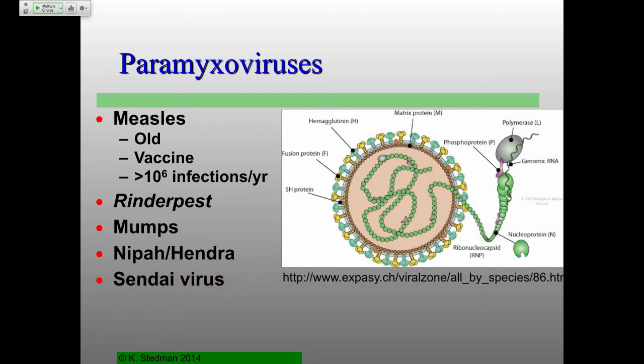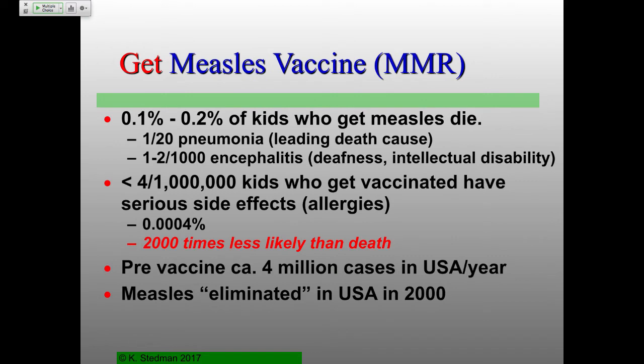If you look at the virion, again, this is from Viral Zone, it has a hemagglutinin protein, a fusion protein, matrix protein, this N protein that's bound to the genome, as well as a polymerase and a phosphoprotein, L and P. So we'll talk again much more about the molecular aspects of these things after I toot my horn about vaccines.